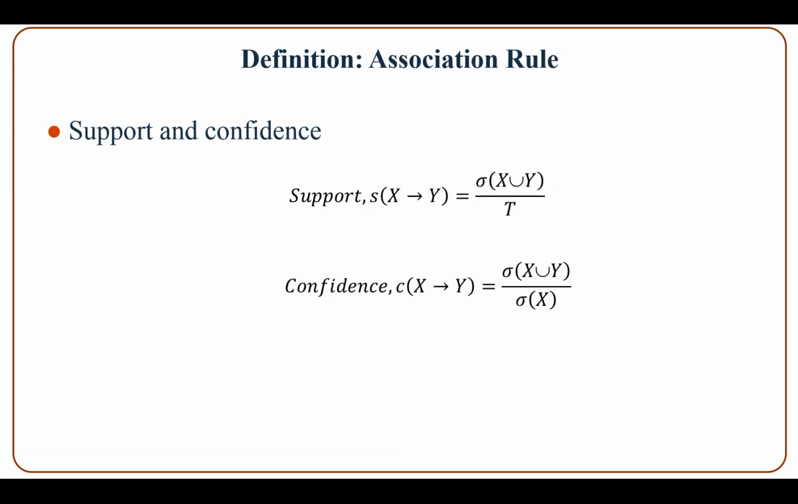Confidence measures the reliability of the inference made by the rule. So the higher the confidence, the more likely for the consequent to be present in transactions that contain the antecedent. Confidence also provides an estimate of the conditional probability of Y given X.